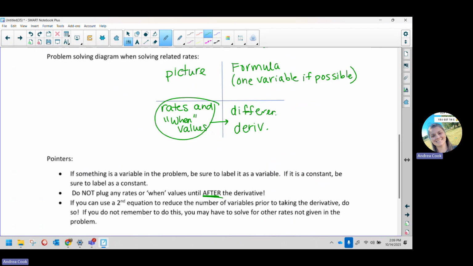If you see a second equation to reduce the number of variables prior to taking the derivative, do so. That avoids product rule. If you don't remember to do that, then you might have to do some more work to get the answer.